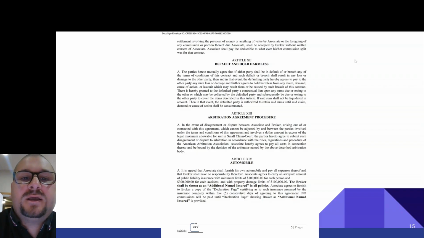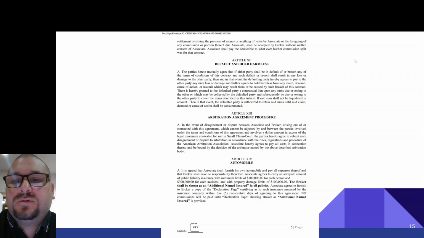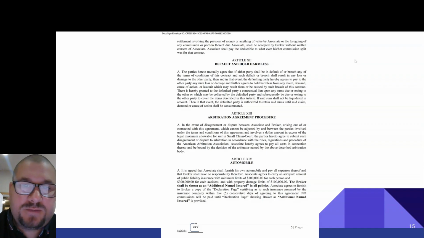There is hereby granted to the defaulted party a contractual lien upon any sums due or owing to the other, or which may be collected by the defaulted party and subsequently be due or owing to the other party, to cover the items described in this article. If said sum shall not be liquidated in amount, then in that event the defaulted party is authorized to retain said sums until said claim, demand, or cause of action shall be consummated.